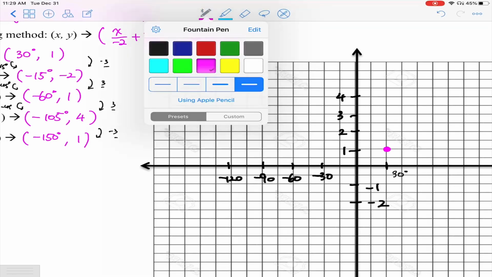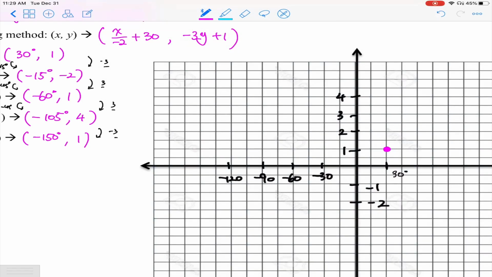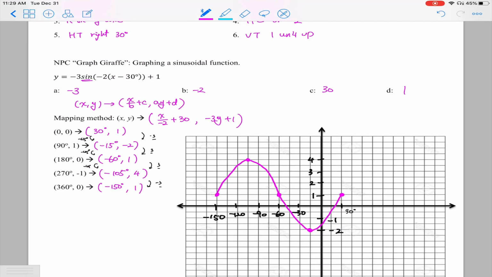-15 degrees, comma -2. So -15, I mean 2 squares are 30, therefore 1 square is 15. So -15 is over there, and with -2, right there. Then -60 with 1, then -105 with 4, and then -150 with 1. So our graph looks like this. Done. There we go. So that's my graph. And that's quite simple and easy to do.